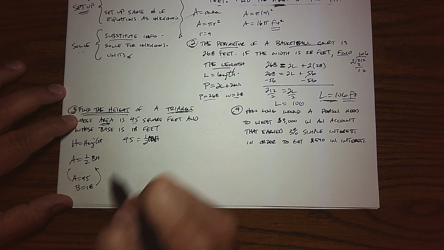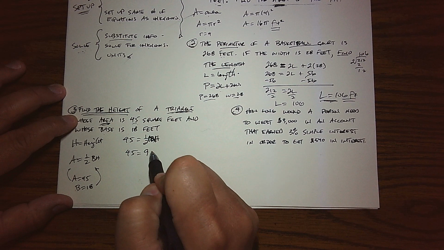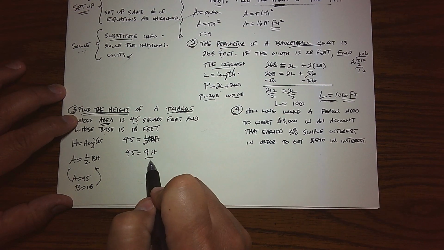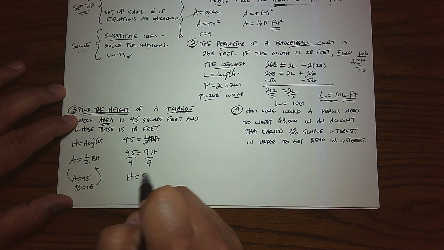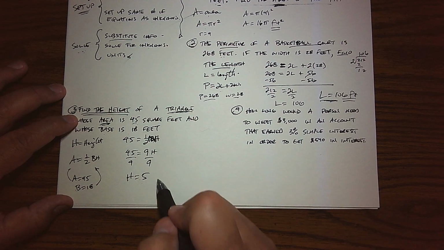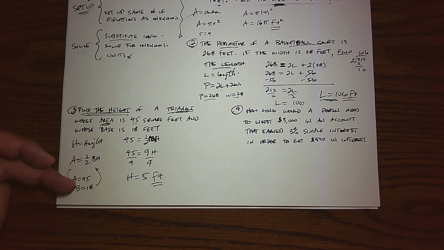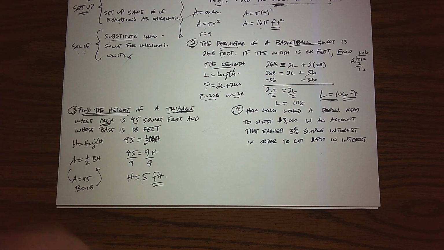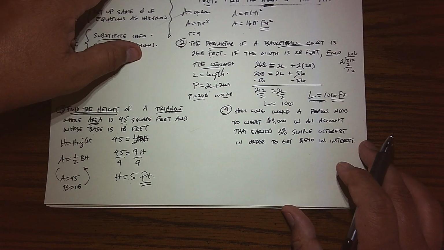All right, and then 1/2 of 18 is 9. And to solve for H, I'll divide both sides by 9, and we get H is 5. 5 what? Well, we're measuring a height, so this would be feet. So again, you kind of see my word problem rhythm, right? Identify your unknown, pull out a handy-dandy formula, substitute the information in, solve what's left. Okay? Need to see all those to get full credit.